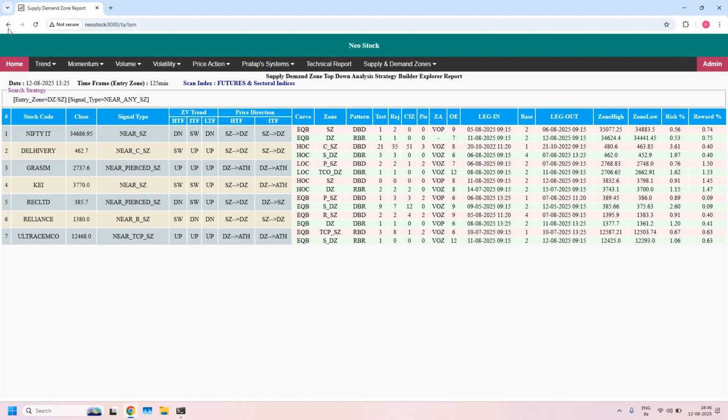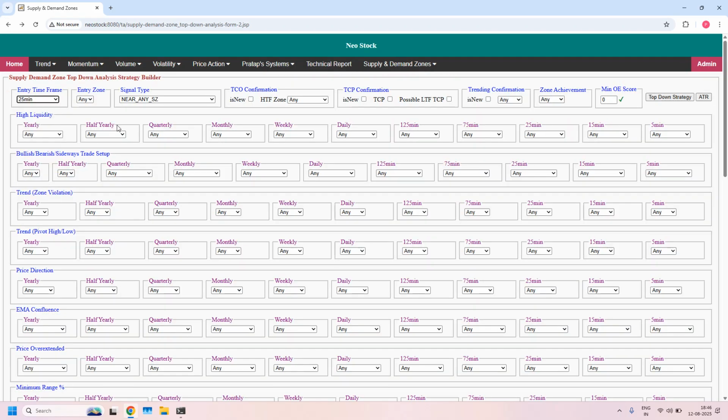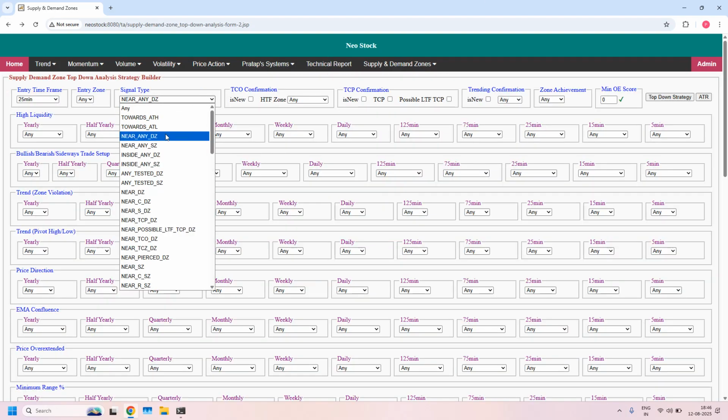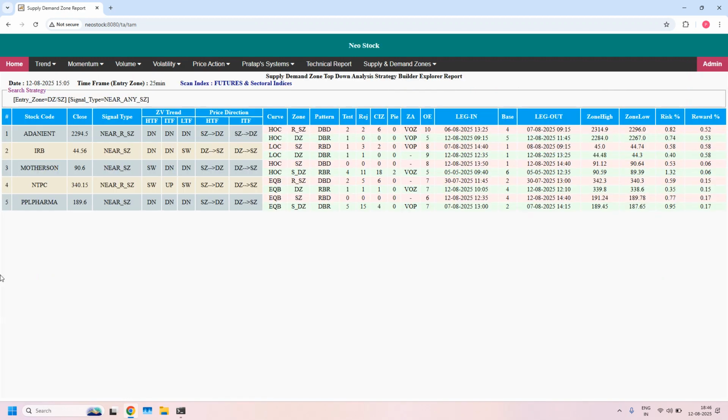Next time frame 75 minutes already generated in the beginning of the report. So the next time frame is 25 minutes. Stocks near to the 25 minutes demand zone. We got 9 stocks. Next, stocks near to the 25 minute supply zone. We got 5 stocks.